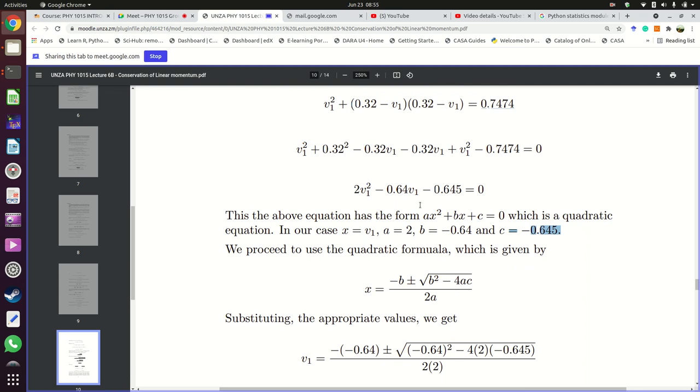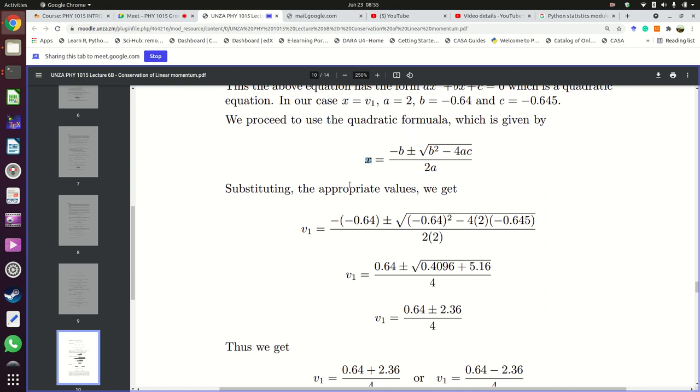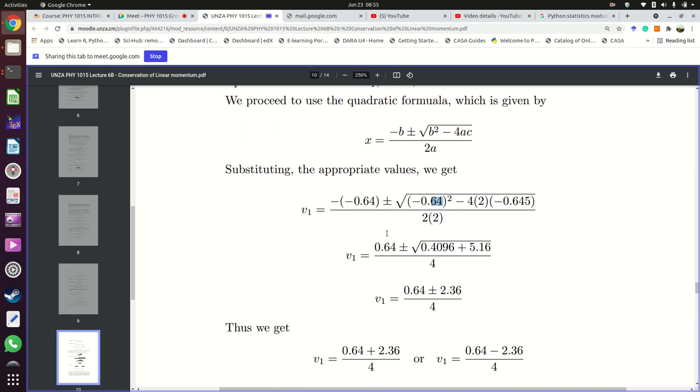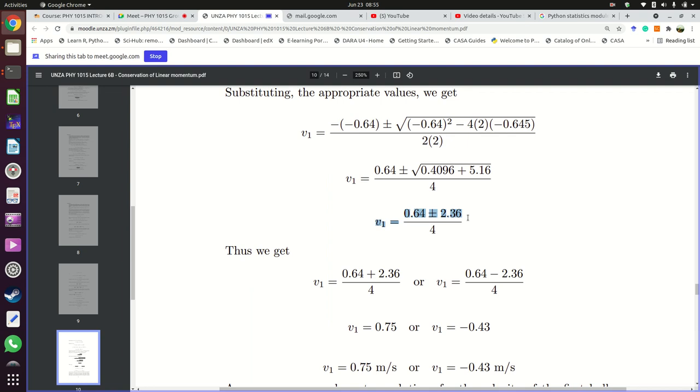And if it's a quadratic, one of the easiest ways to solve any quadratic equation is to use the quadratic formula, which is what you have here. X is equal to minus B plus or minus square root of B squared minus 4AC, divided by 2A. So when we substitute for B, A and C in here, you end up having V1 equal to 0.64 plus or minus 2.36 divided by 4.